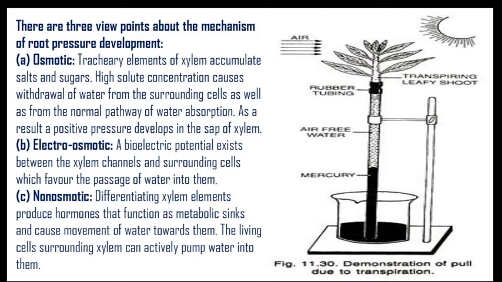Likewise, a bioelectric potential exists between xylem canals and surrounding cells, which favors the passage of water into them. This means the adjacent cells of a leaf and the xylem canals can create an electroosmotic pressure, and that is why a transpiration pull develops.